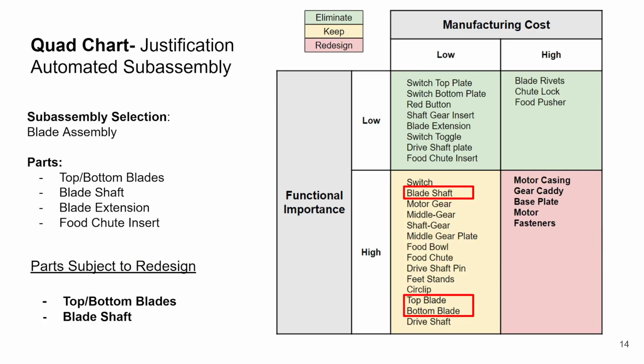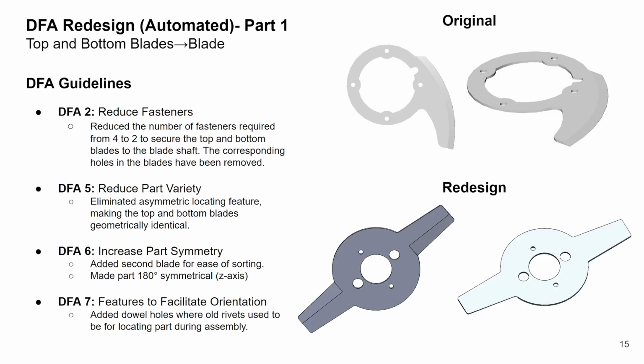For the automated sub-assembly, we chose to optimize the blade assembly, specifically the top and bottom blades and the blade shaft. We chose this subassembly because of its long manual assembly time and that it can be Z-axis assembled. In order to achieve a reduction in automated assembly time, DFA strategies for automated assembly were used. We also redesigned two parts for automated assembly, which are the blade shaft and the blades.